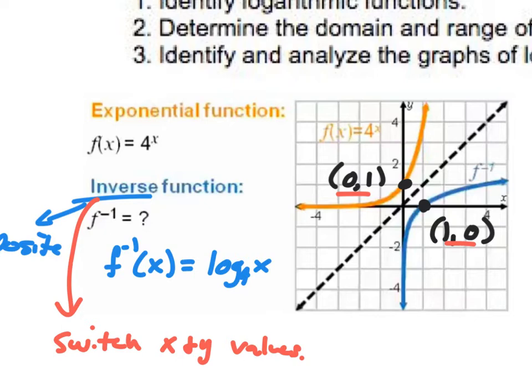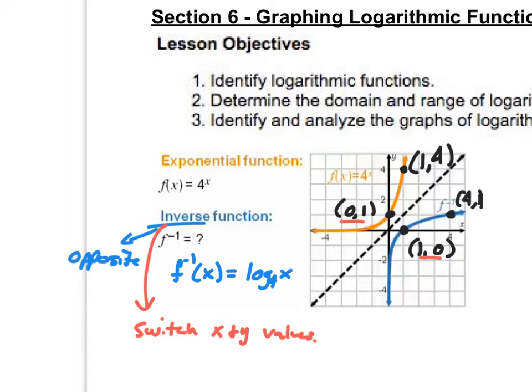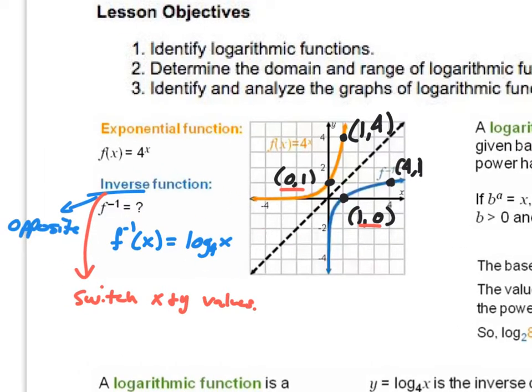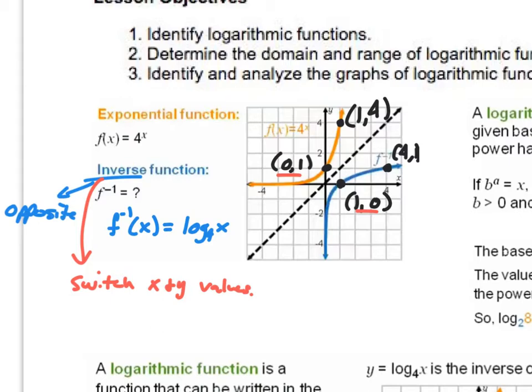Notice also on this graph that you have another point here, and this is the point (1, 4). Do you notice anything about the inverse? Same distance from the reflection line. Well, when you reflect that point over that line, you get the point (4, 1). Opposites, they're switched, and that's what an inverse is. So you have to understand an exponential function in order to understand what an inverse function is. So, a logarithmic function.